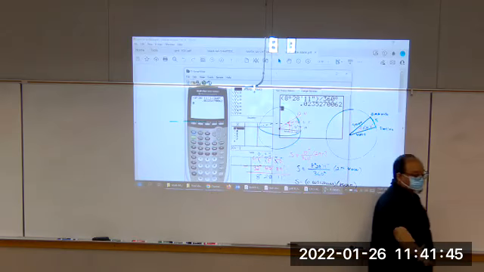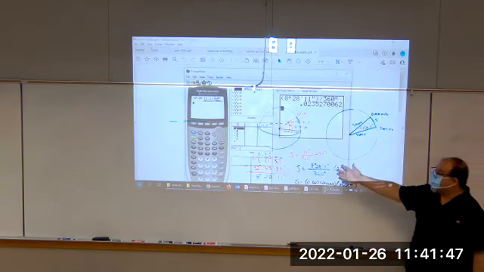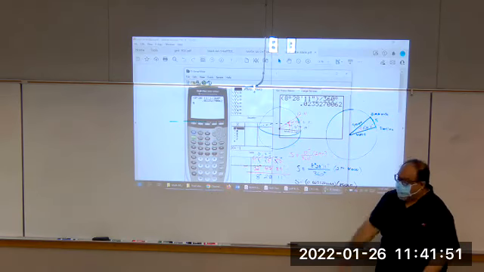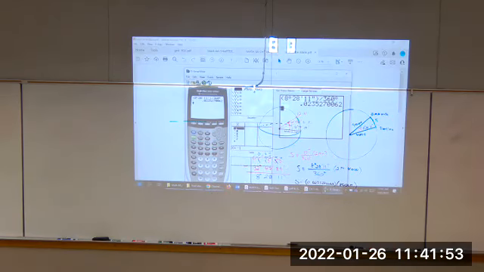If this were a test or a quiz, I will tell you in the problem what to round to. You know, the book doesn't do a great job of explaining what you're going to round to. You wouldn't know unless you looked in the back. But I will always tell you in the question what you're going to round to.